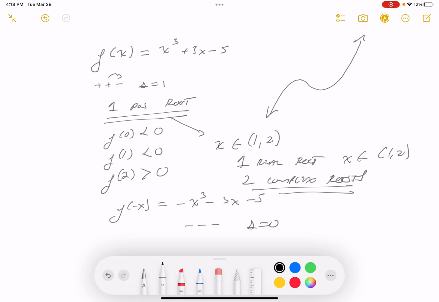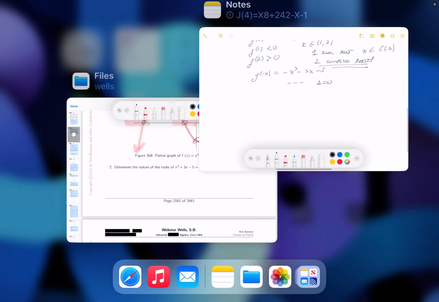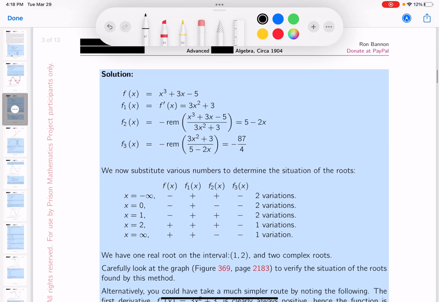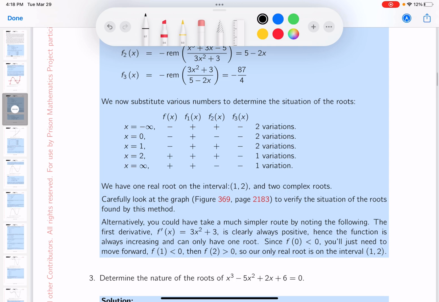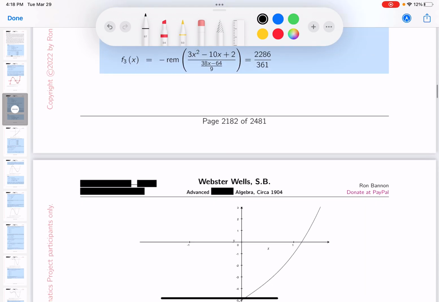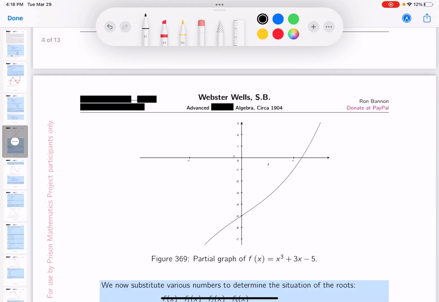All right? I want to go back to the picture, and let me just do that. And this is number 2. Again, Sturm's theorem is being done here. Again, I do say one root between 1 and 2 complex roots. And the picture, figure 369, that's the picture over here, all right?